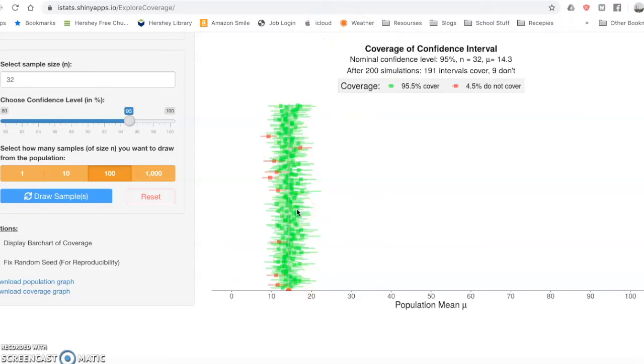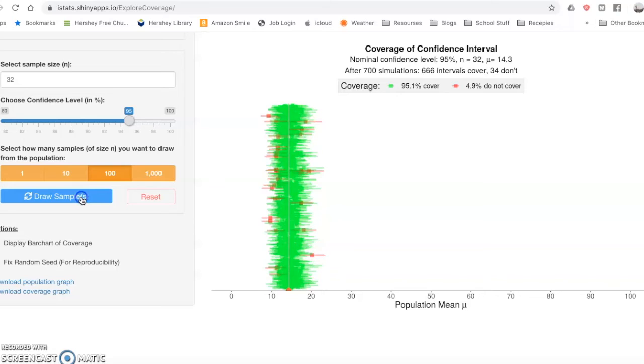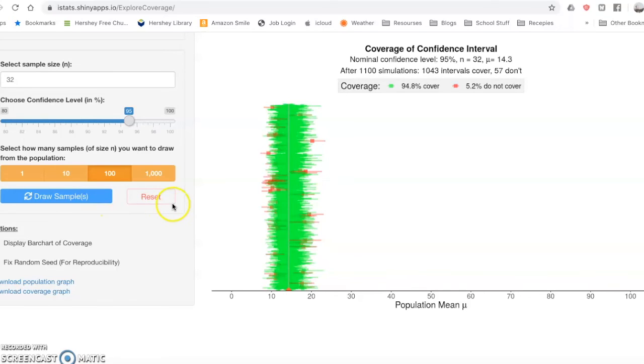Now, I only took 200, but if I took an infinite number of those, what would happen is that the net percentage that covered and contained the population mean would be equal to my confidence level, my degree of confidence. And you'll see that as I take more and more, it gets closer and closer to that number. It varies a little bit, but it gets pretty close. And that'll be true for any confidence level you set it at.